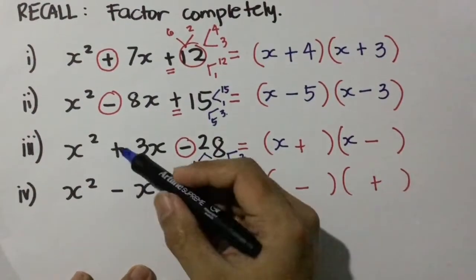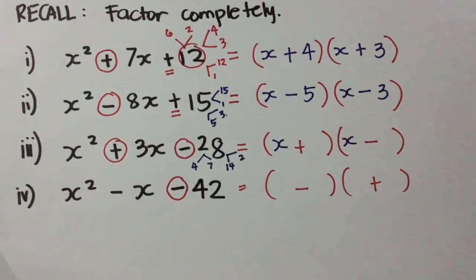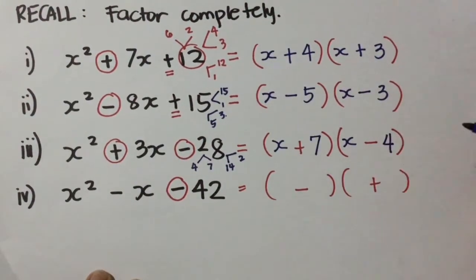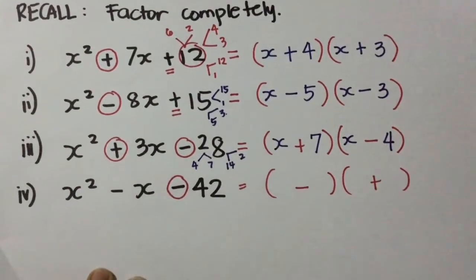Then go back to the middle term. The middle term will tell you which one should be the sign of the biggest factor. Since the middle term is positive, then 7 should be positive and 4 negative, so that 7x minus 4x will give you positive 3x.